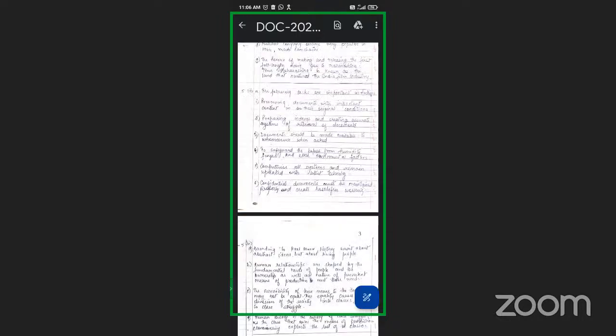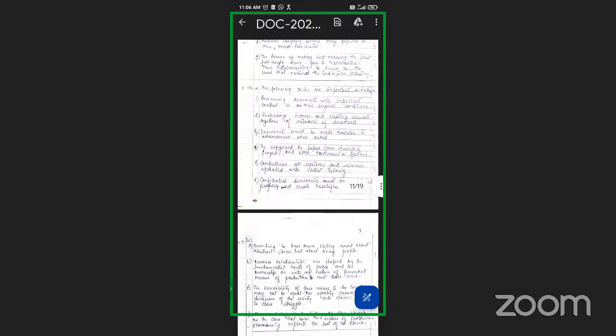Now, when you're going on further, what is that? The fifth question, the second one, importance of archives. You have to make 6 points. You're seeing my answer there. You'll make 6 points and you're going to put it down in this manner.